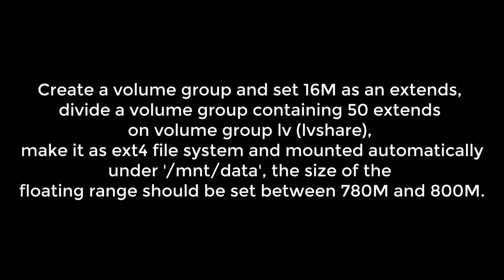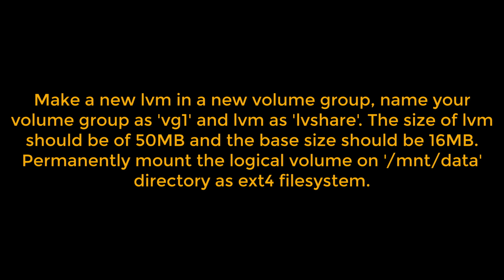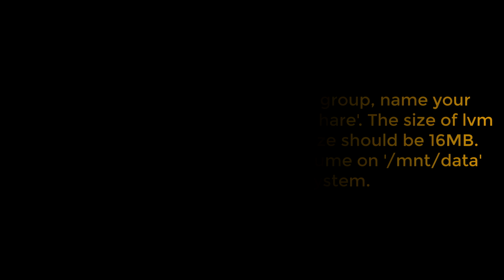Or this question can be asked in a different manner, like make a new LVM in a new volume group. Name your volume group as VG1 and LVM as LV share. The size of LVM should be 50 MB and base size should be 16 MB. Permanently mount the logical volume on /mnt/data directory as ext4 file system.